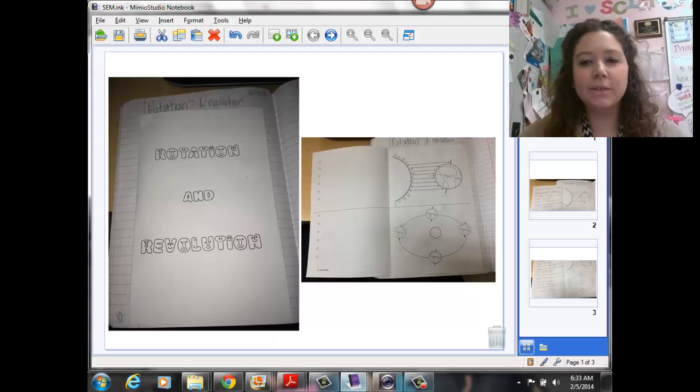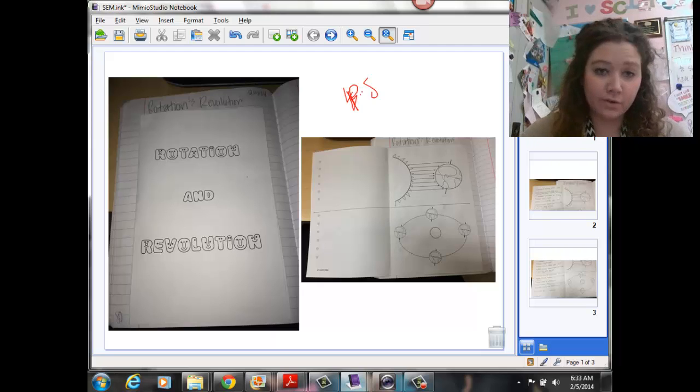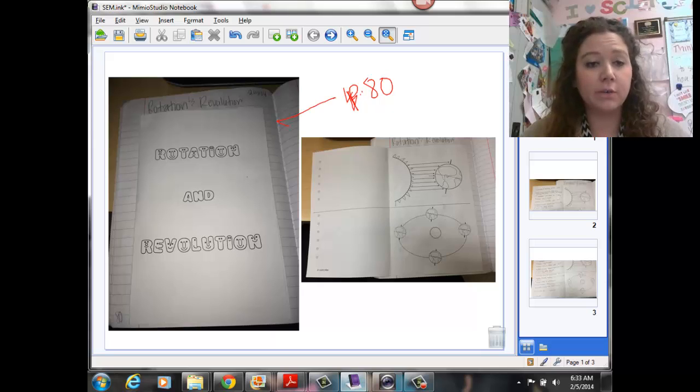Okay, so now we should have page 80 set up in our journals, and we are going to be looking at some key information about rotation and revolution. On the left is how it should look when it's folded. On the right is how it should look once you open it up. So let's go ahead and start learning about those two very important words.